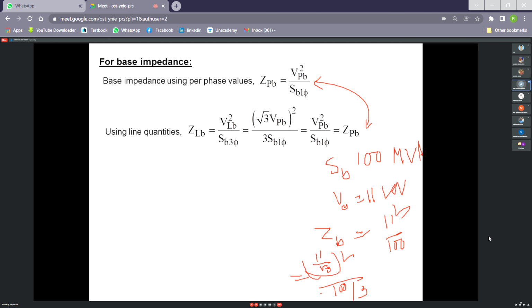Yes, ma'am. Ma'am, but this is valid only for star, not for delta, ma'am, because root 3 line is equal to root 3 phase is only for star. For delta, what will happen? No, not for star or delta. It is for three-phase system. It is not about the impedance connected in star or delta. Base quantity is the ratio of voltage by current. Actually, ZB is VB by IB. It is not star or delta. It is not an actual load.